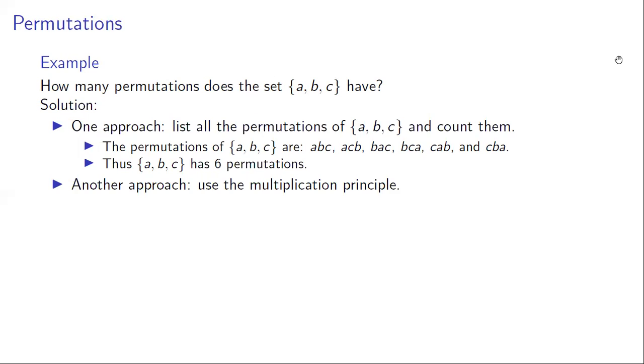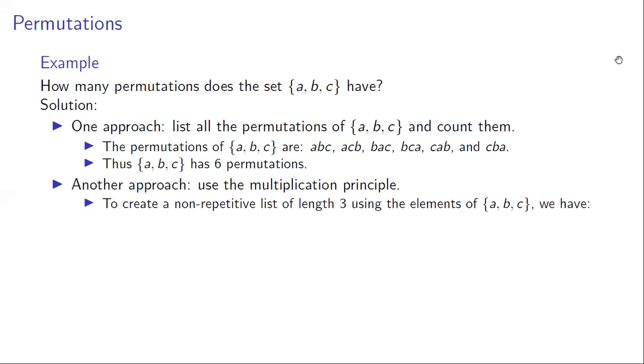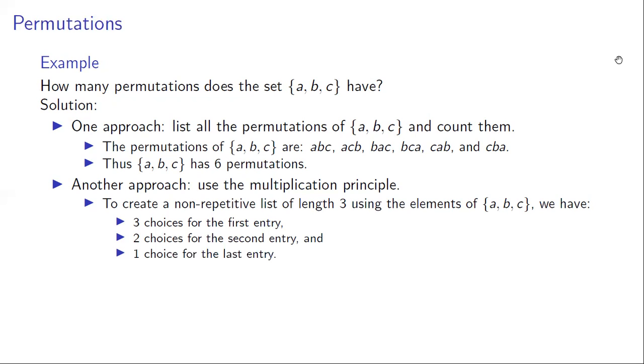So that's one approach. Another approach is to use the multiplication principle, meaning we don't actually have to list out all the possible permutations in order to count them. So here's the idea. To create a non-repetitive list of length 3 using the elements of the set, which is what we need to do in order to make a permutation, we have the following. We have 3 choices for the first entry, because again, we're making a list of length 3 using the letters A, B, C. So for the first entry, we have 3 choices. For the second entry, we only have 2 choices because it's a non-repetitive list. And finally, for the last entry, we have 1 choice.